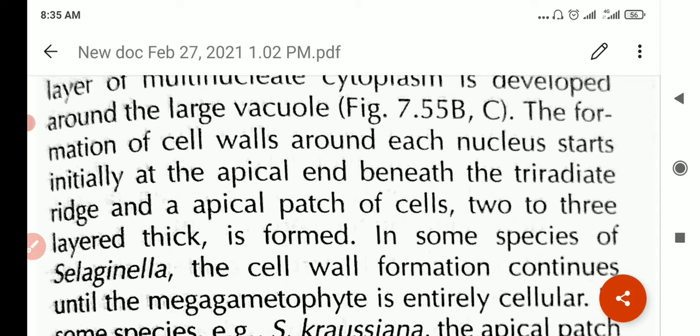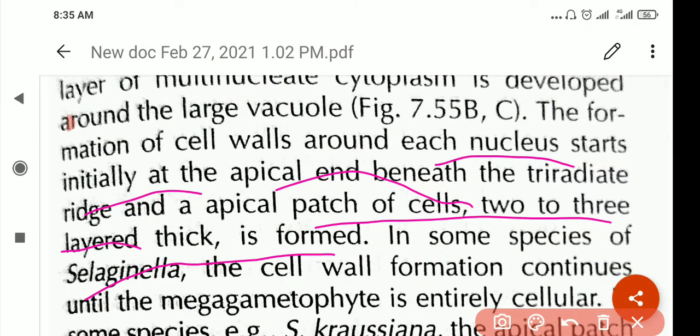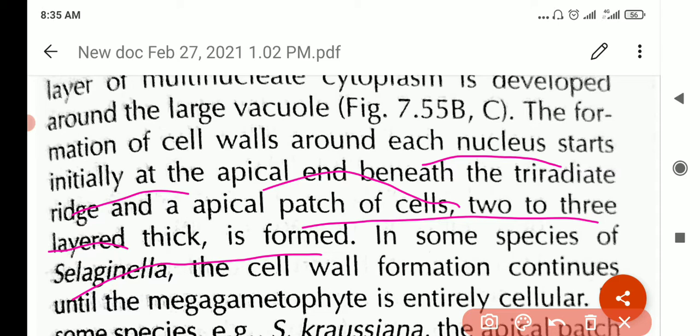The formation of the cell wall will start around each nucleus, starting at the apical end. Beneath the triradiate ridge, an apical patch of cells, 2 or 3 layers thick, is formed. So that's why we see those tissues at the top, because the wall formation starts from the apical part, from the apex.